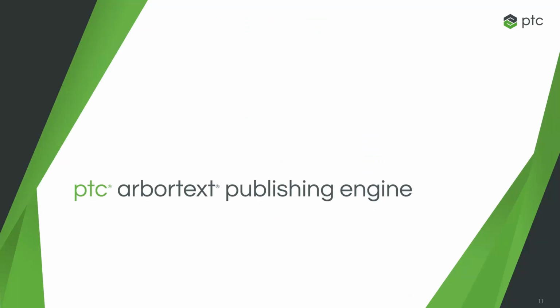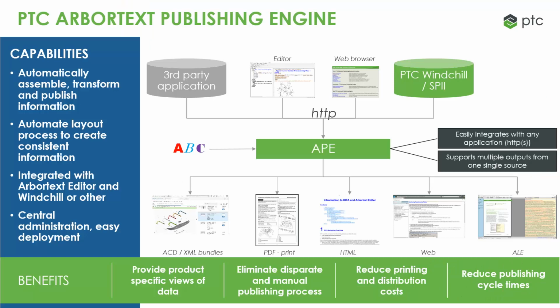Our solution to these needs is the Arbortext publishing engine. Arbortext publishing engine is what I'm calling a process server. It is a black box, something you install somewhere on your network and which can be accessed by any application via the network using the HTTP or secured HTTP protocol.